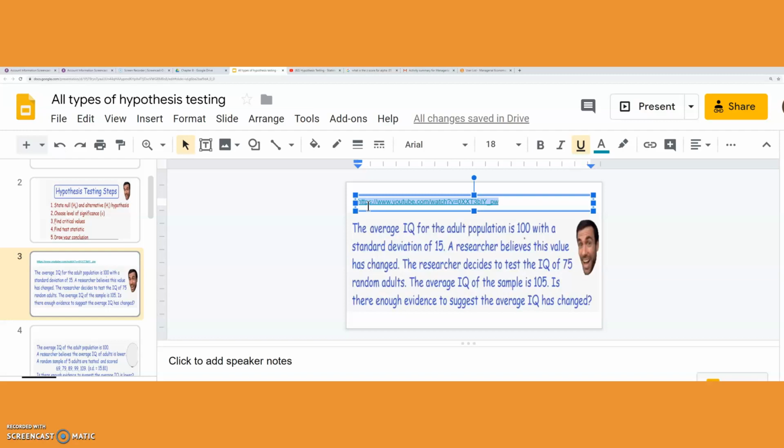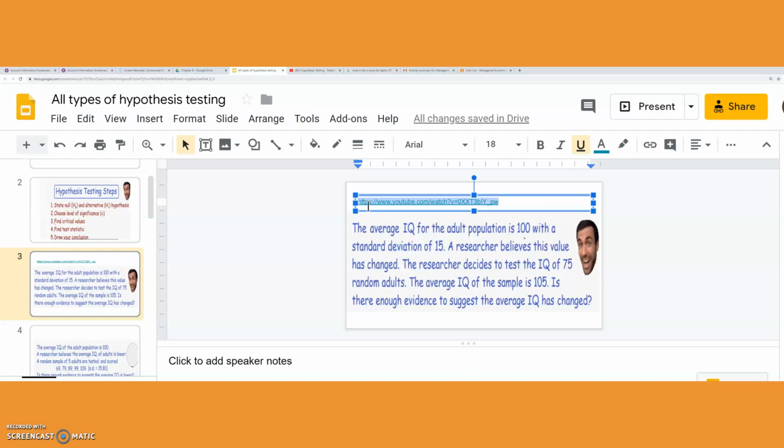A researcher believes this value has changed. It didn't say greater than, it didn't say less than, it's changed. It has changed, it's not anymore equal to the normal one, or to the accepted one, or to the traditional one, or to the agreed upon one, which is the IQ of 100.